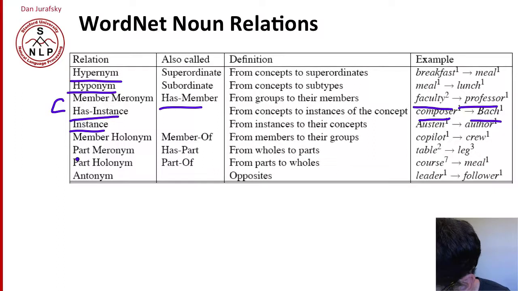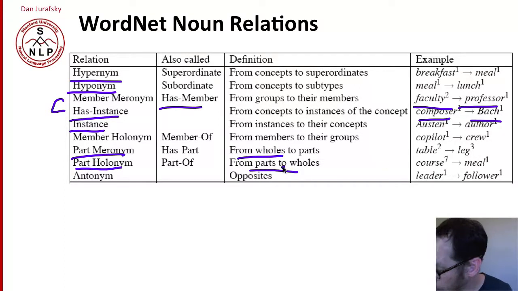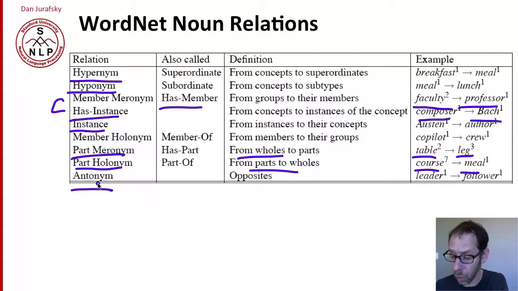And then we have meronyms and holonyms, so part-whole relationships between individuals. So a table has a part, which is a leg, and a course has a part, which is a meal, and so on. So those are the relationships between parts and whole. So lots of these relationships occur in WordNet, and antonymy as well.